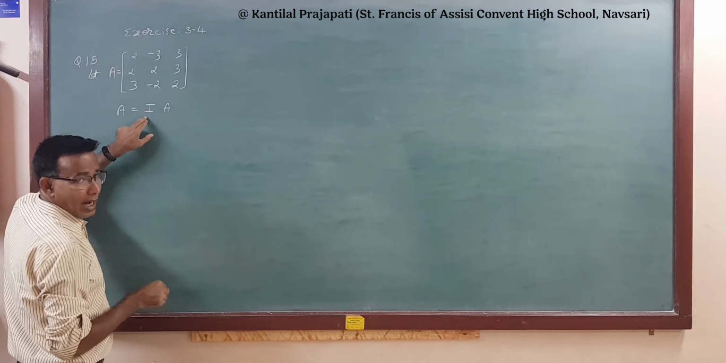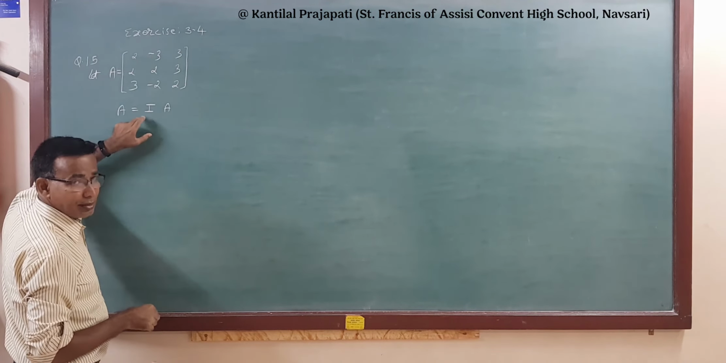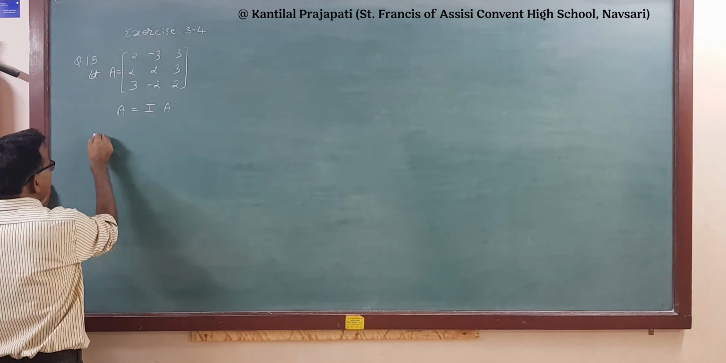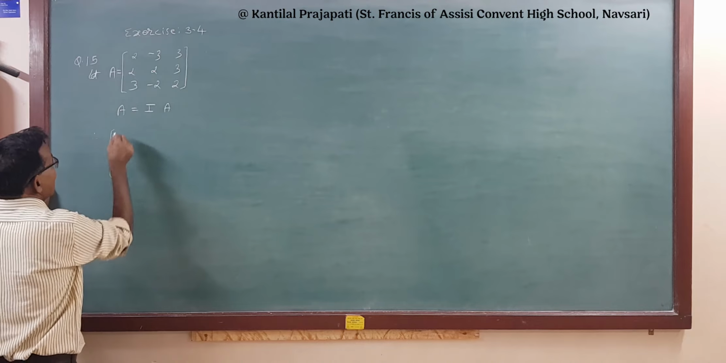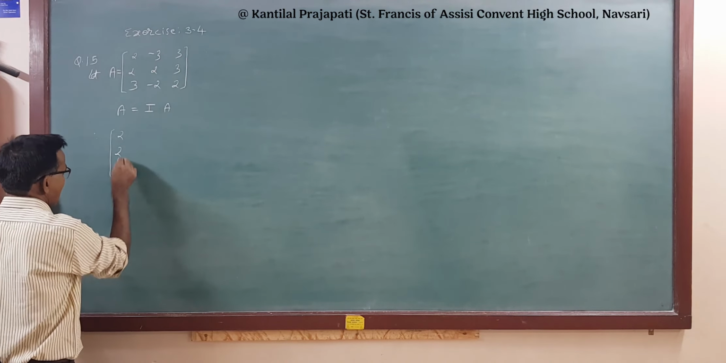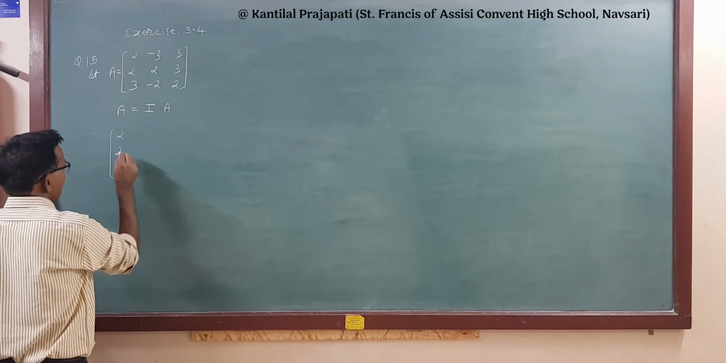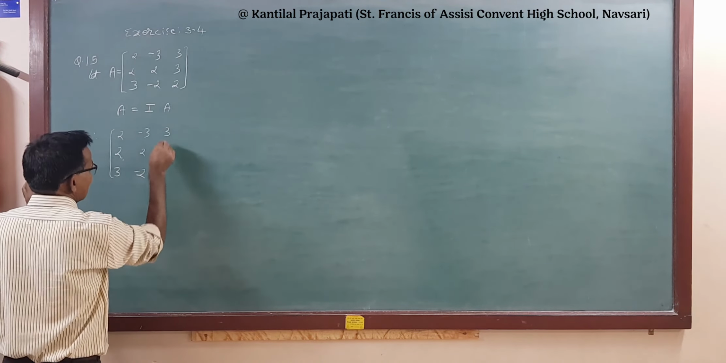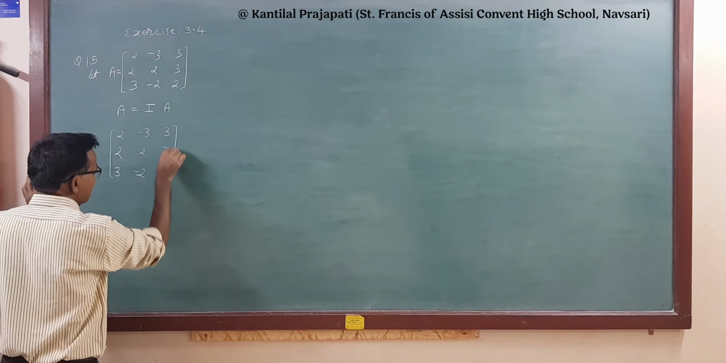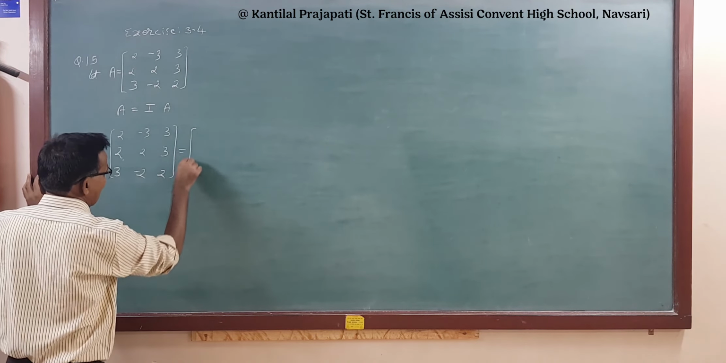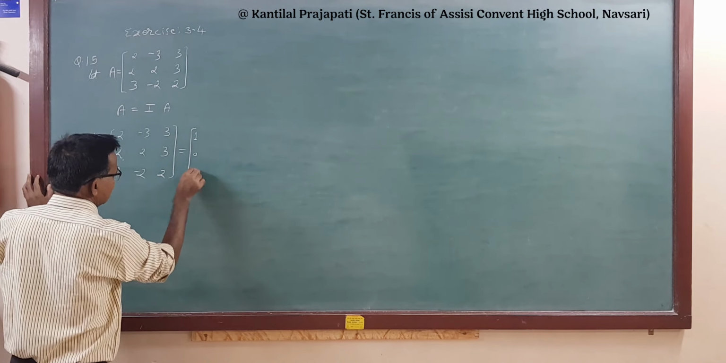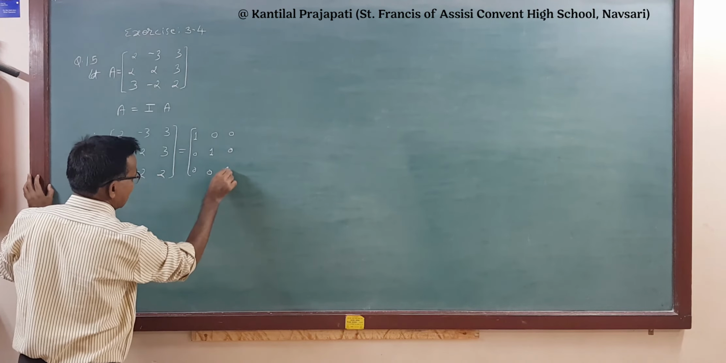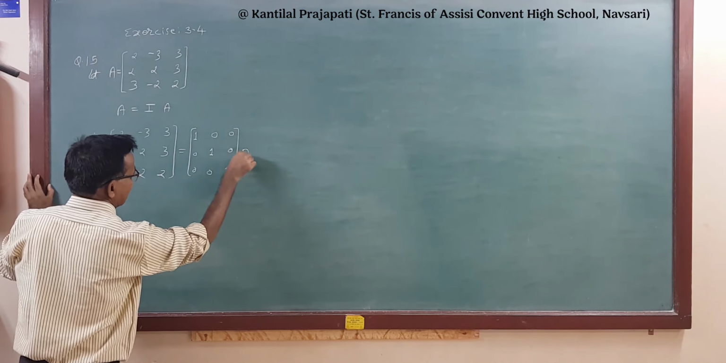What is I here? I is the 3 by 3 identity matrix. Why? A is 3 by 3, then I is also 3 by 3. Right? We write now matrix 2, 2, 3. Then minus 3, 2, minus 2. Third column is 3, 3, 2 is equal to I, which is 1, 0, 0, 0, 1, 0 and 0, 0, 1 into A.